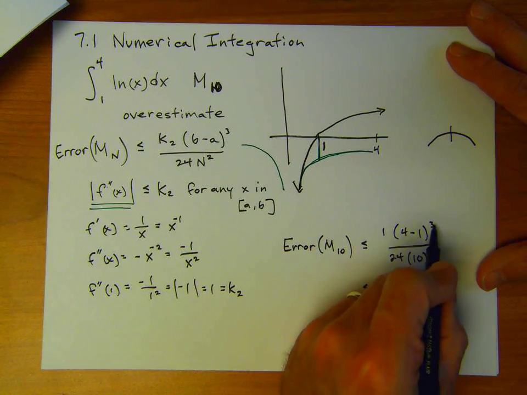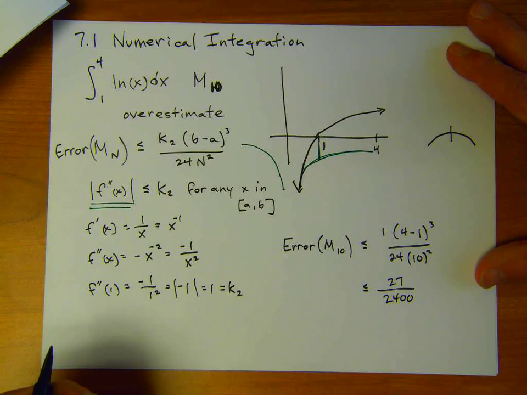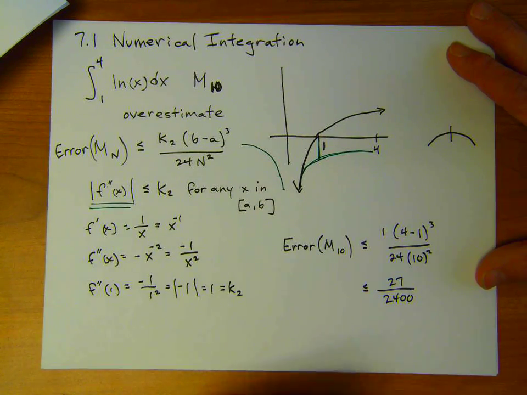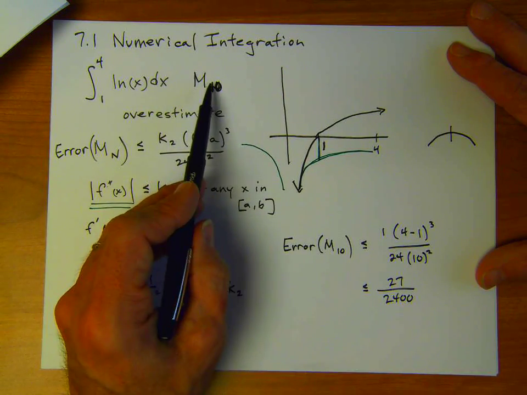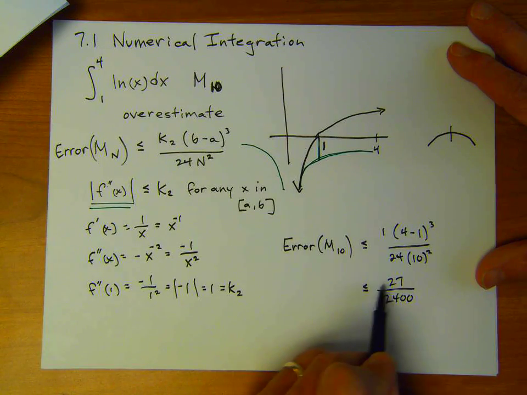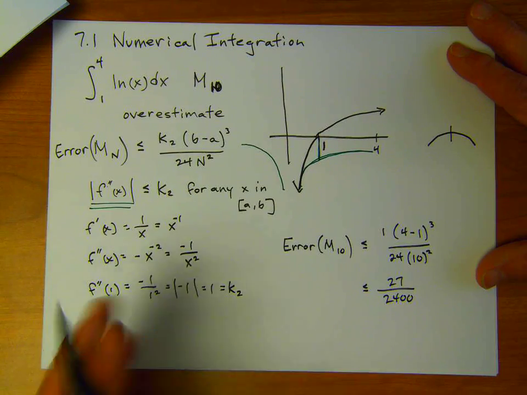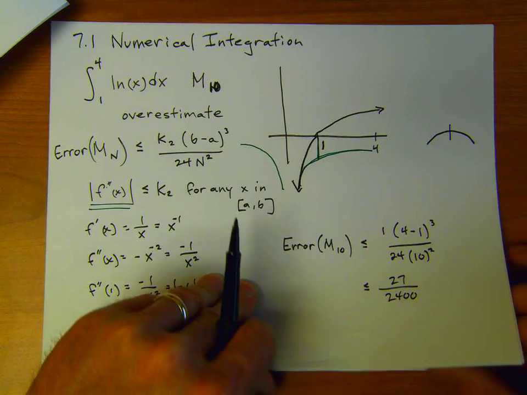Well, that's going to be 3 cubed times 1, that's 27. 24 times 100 is 2400. And I'm not going to simplify any farther than that. You can use the calculator for that, but this would be our max error. So the two big things out of here: this M10 would be an overestimate, and for M10, this would be the biggest that our error would be. So, you know, on the order of 0.01. Okay.